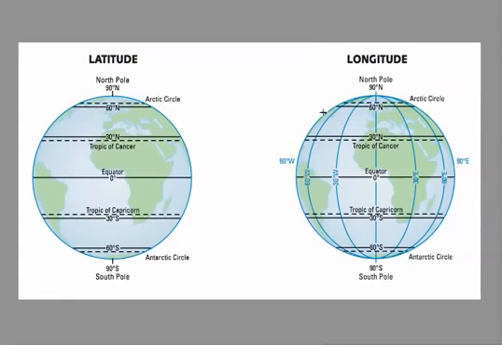Going this direction, all the way to the back side of the world, you can go 180 degrees. So this is said to be west longitude. Going this direction, said to be going east longitude.